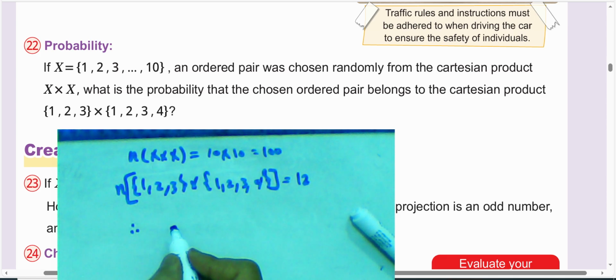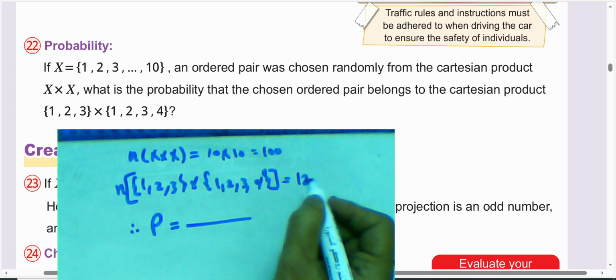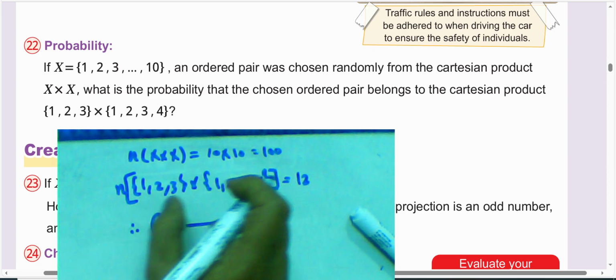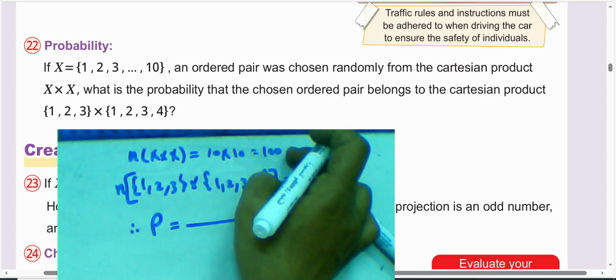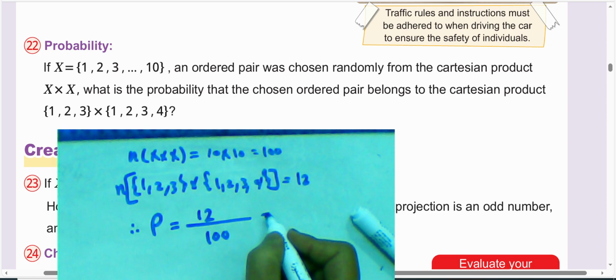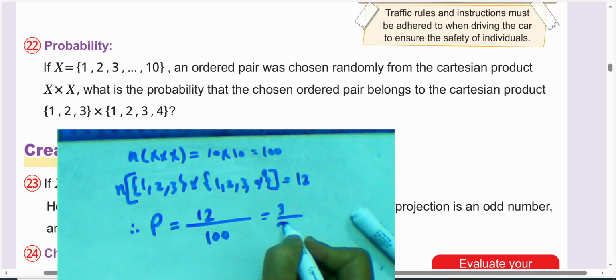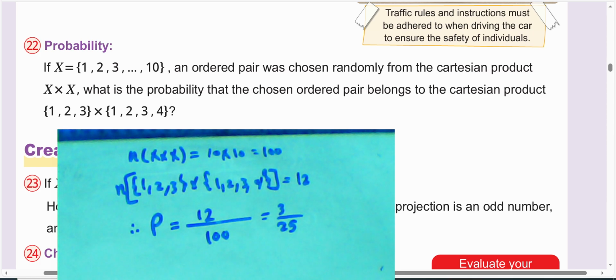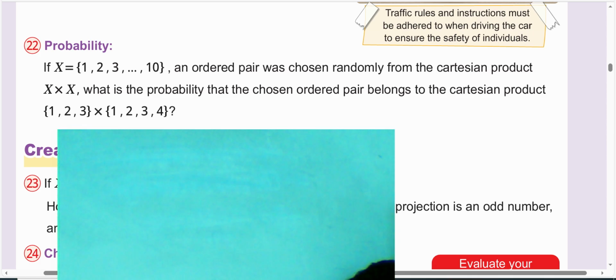Then the probability, we can find: the number of elements of the Cartesian product of the first and second sets divided by the total, 12 over 100. The result will be 3 over 25, dividing numerator and denominator by 4. Understood? Okay, next question.